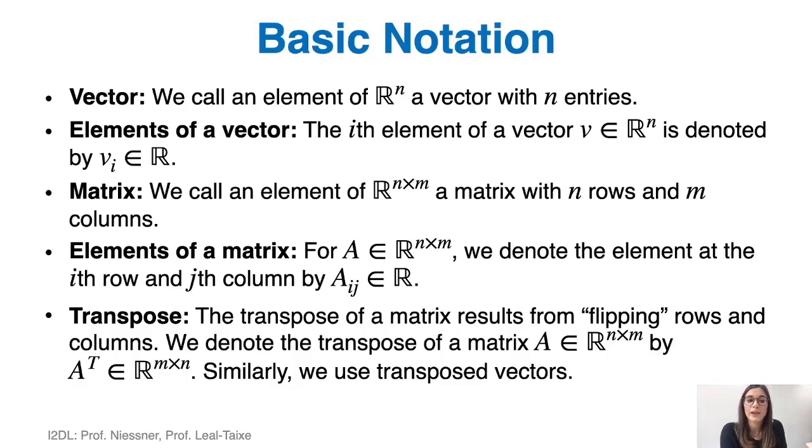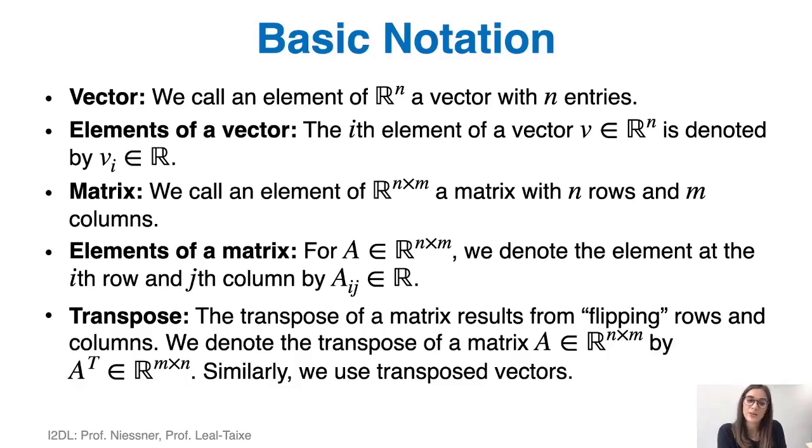Equivalently, a matrix is an element now of the set R to the power of n times m. So it's a matrix with n rows and m columns. And here, if we take an arbitrary matrix A in our set R to the power of n times m, we denote an element in this matrix, for example in the ith row and the jth column, by the element Aij, where i and j are the indices. And this element, as before in the vector, is an element in R. Okay, so this is the notation that we will use.